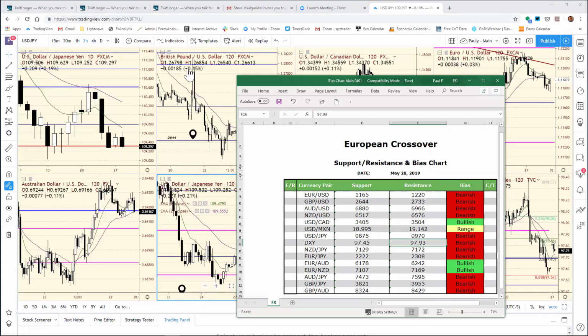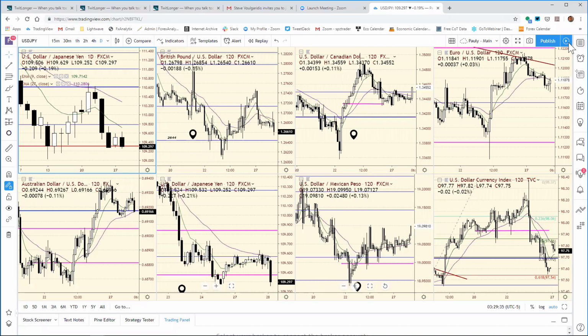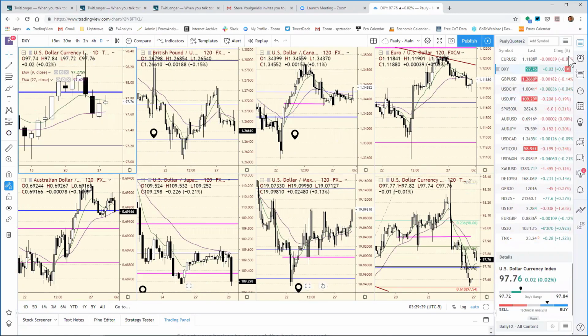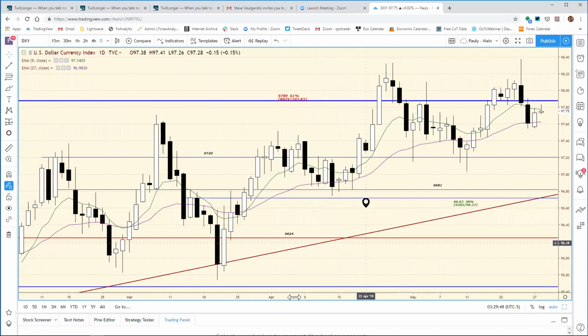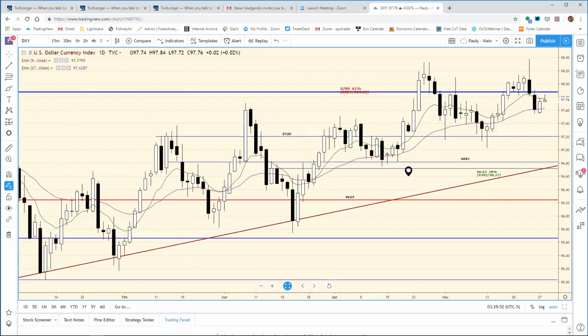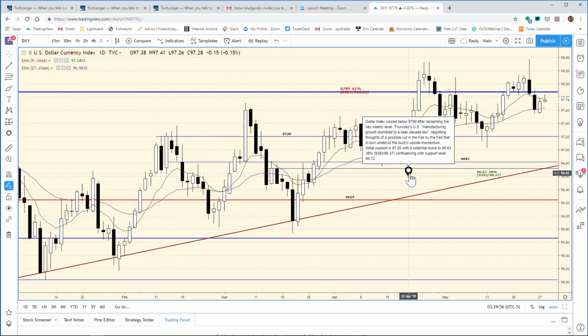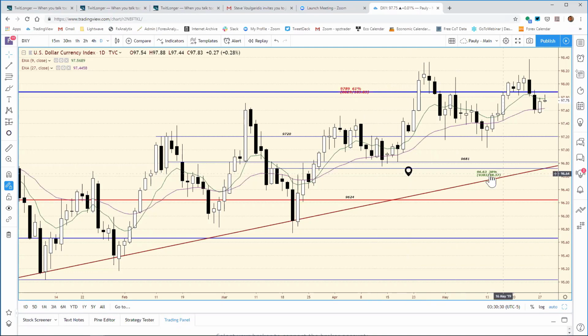And onto the cash dollar index. The dollar index closed below the 97.89 after reclaiming the key weekly level. Thursday's U.S. manufacturing growth stumbled to a near-decade low, reigniting thoughts of a possible cut in the fall by the Fed that in turn undercut the buck's upside momentum. Initial support is 97.20 with a potential move to 96.63, which would be the 38%, confluent with the support level at 96.72. So this is what we're talking about here, down to this 96.72, confluence in here with the 96.63.